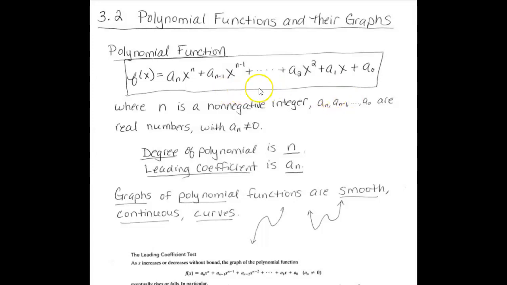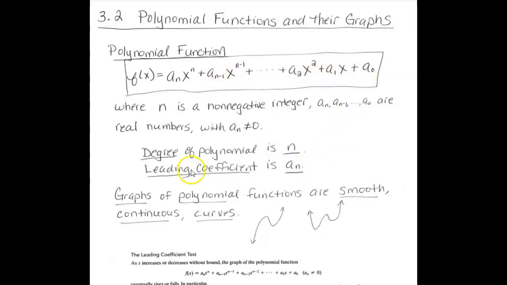I know this notation is a little bit confusing to read, but all this really says is this a sub n is the coefficient of this term, x to the power of n. This is the coefficient of x to the one lower power, etc., until we get down to a constant term. So n is a non-negative integer, meaning it is not a negative number and it must be a whole number. So like 1, 2, 3, 4, 5, etc. And then the a sub n minus 1 are just real numbers that are the coefficients of these terms.